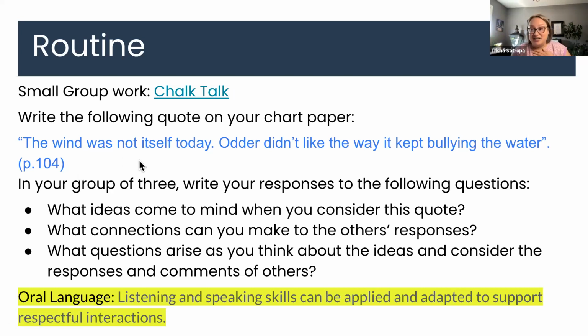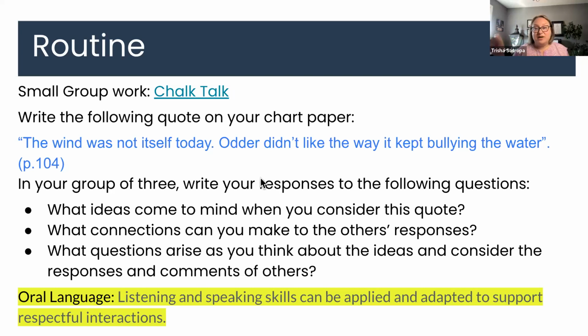So in the strategy, Chalk Talk, we have them go in a group of 3 and write their response to the following questions. What ideas come to mind when you consider this quote? What connections can you make to other people's responses? And then what questions arise as you think about the ideas and consider the responses and comments of others? So first of all, they're just writing their ideas. And I might just put on the board ideas, connections, questions, just to simplify the language.